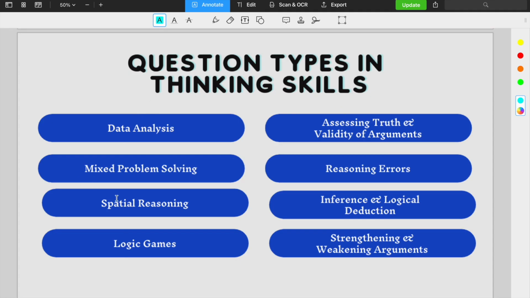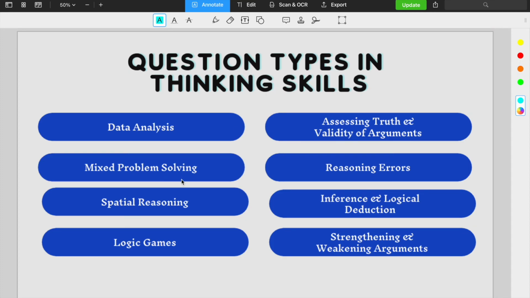On the left-hand side, these are the subcategories of problem-solving questions: things like data analysis, mixed problem-solving, spatial reasoning, and logic games. Then there are critical reasoning questions involving assessing truth and validity of arguments, so those are all the dialogue questions that you saw. Reasoning errors, so finding the mistake in someone's reasoning. Inference and logical deduction, so questions like which of the following must be true, which of the following is not true, etc. And strengthening and weakening arguments. These are the core critical reasoning question types that you would likely see.